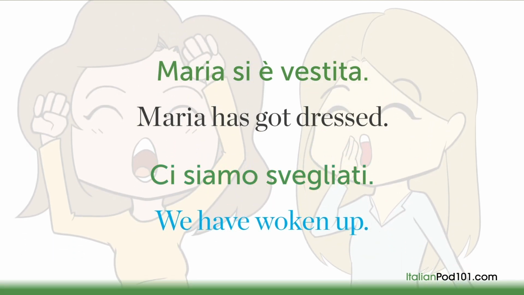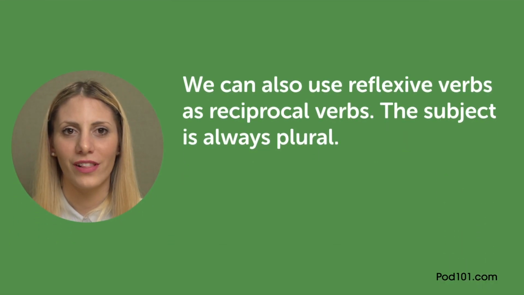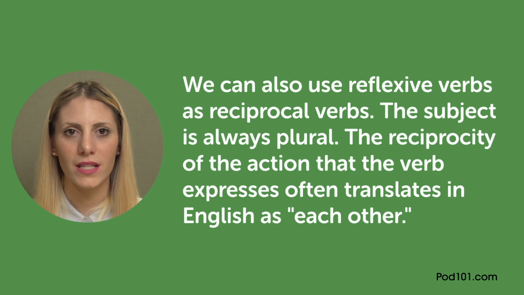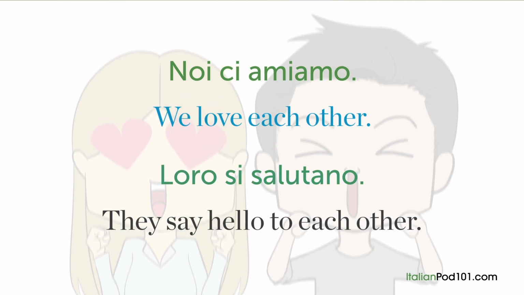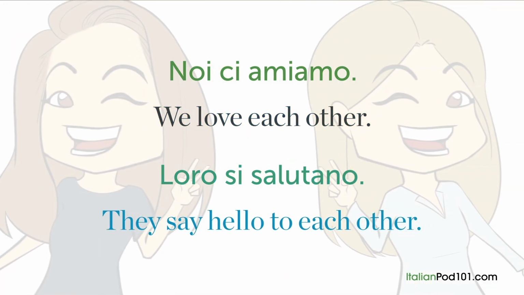We have woken up. We can also use reflexive verbs as reciprocal verbs. The subject is always plural. The reciprocity of the action that the verb expresses often translates in English as each other. For example, noi ci amiamo. We love each other. Loro si salutano. They say hello to each other.